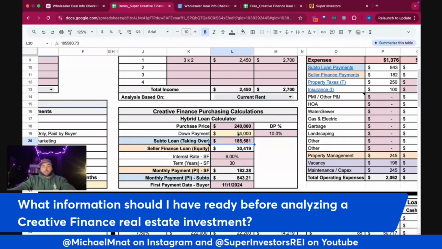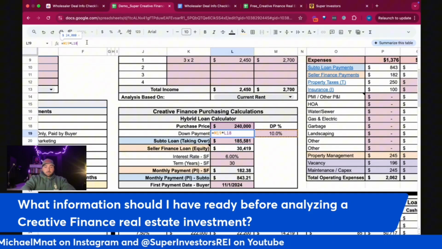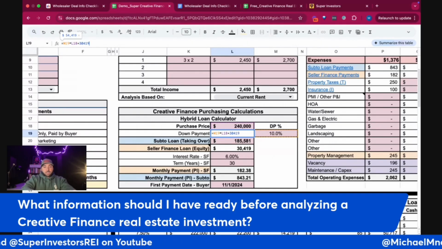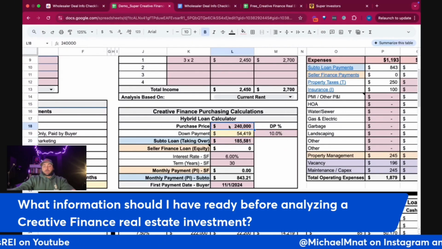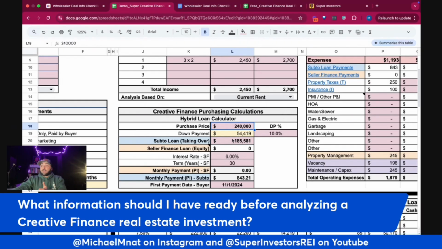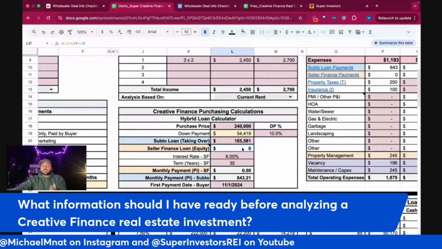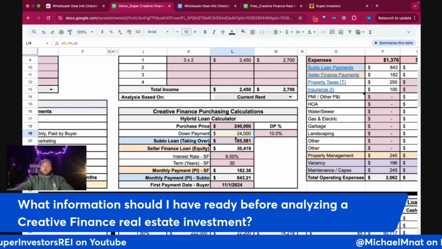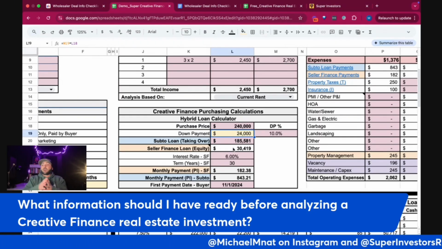So like a straight sub 2 deal, you could do, to give you an example, your $240,000 minus your down payment, the money you're giving up front, minus your sub 2 loan that you're taking over, there's nothing left over. So there's no seller finance in that component. The reason why seller financing is great in these scenarios is, well, you don't have to give them $50,000. You can give them 24 up front or 10 up front. Give the rest over payments over time.